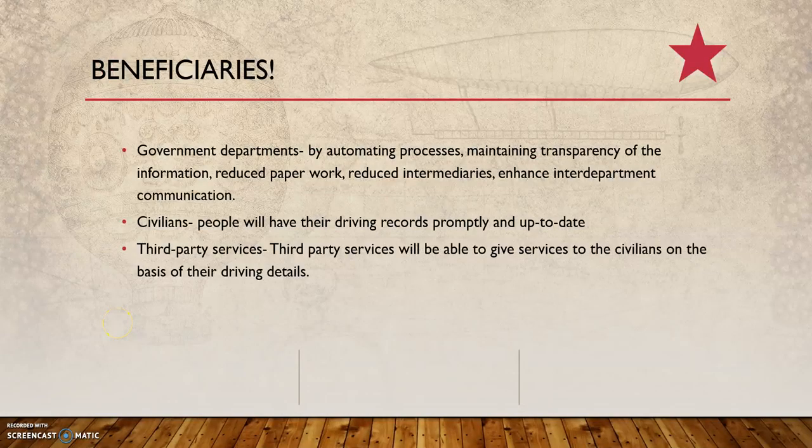There are multiple beneficiaries to the prototype we have implemented. To name few, one is government departments, by automating processes, maintaining transparency of the information, reduced paperwork, reduced intermediaries, and enhanced inter-department communication. Others are civilians. People will have their driving records promptly and up to date. So throughput will get increased. Third-party services will be able to give services to the civilians on the basis of their driving details.